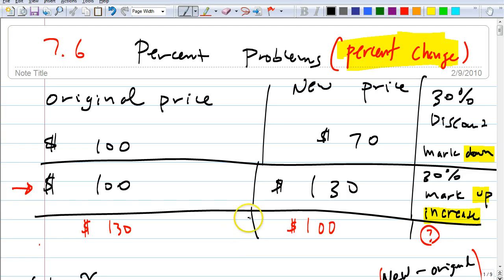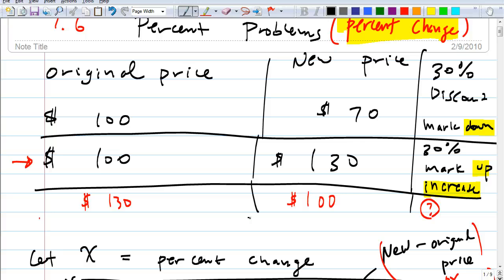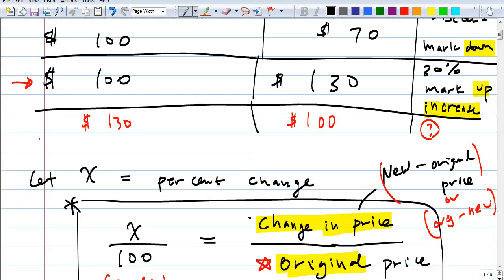So now I'm going to show you how we figure out the percent change. I'm going to let X be the percent change. The original price isn't always 100, so how do you figure this out? Well, here is the formula. The percent change is X over 100. So X is the percent change. The way we get this is X over 100 is equal to change in price over the original price. So write that down.